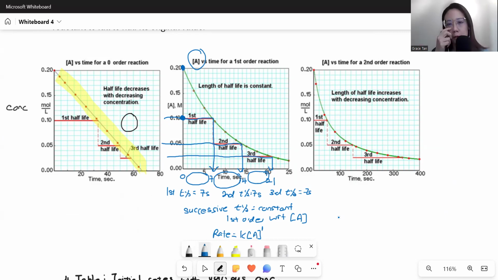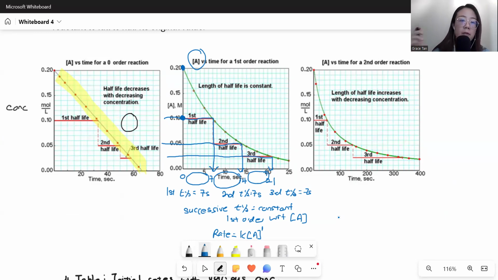But of course, please do not expect such an idealistic 7, 7, 7 to come out. You probably get something like 6.9, 6.8, 7, 7, 7, 7, 6.8, 6.9. You're going to do an average of the successive half-lives, and you give me the average. So for example, if the average comes out to be 6.9, then you say it's approximately constant at the average half-life of 6.9. Hence, it's a first order reaction.